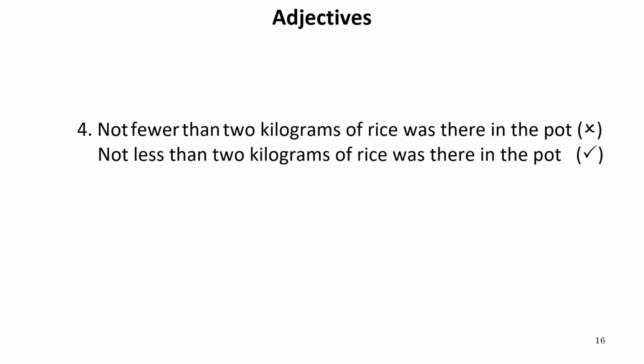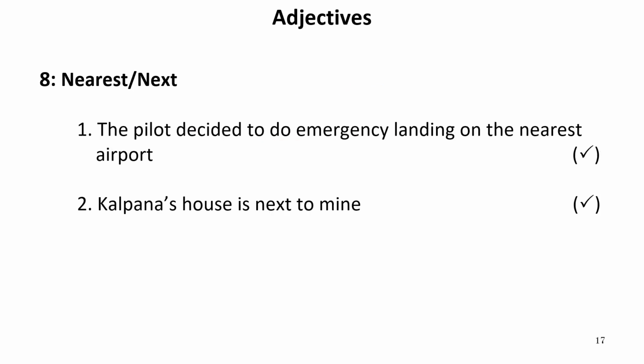Not fewer than 2 kilograms of rice was there in the pot. Again, 2 kilograms of rice is uncountable, and if it is uncountable, we use less, not fewer. So fewer is incorrect. It should be not less than 2 kilograms of rice was there in the pot. So this will be the correct sentence. Now let us move to the next one.